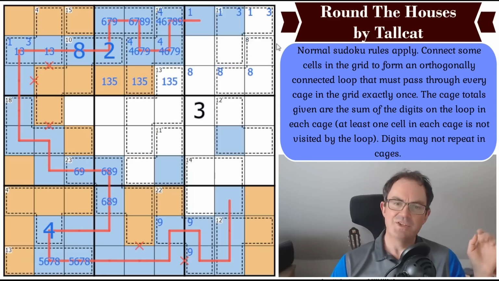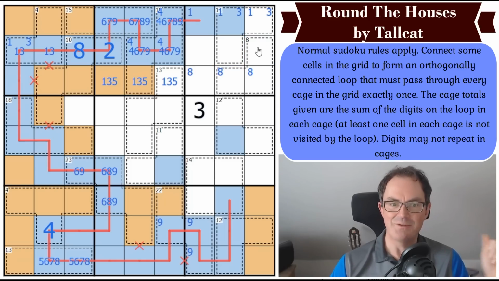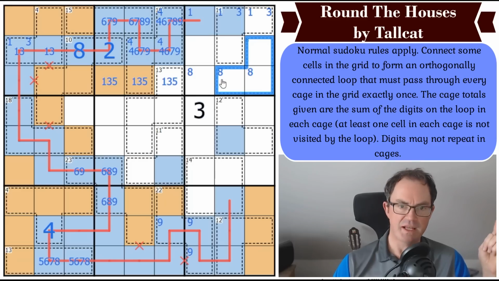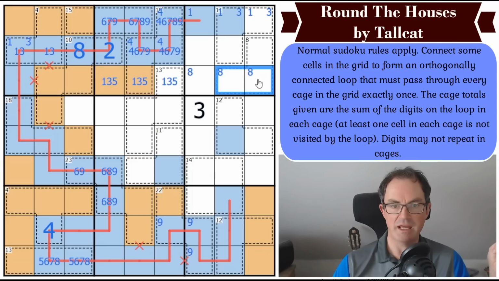Okay, so normally when you see a 3-cell 8 cage in a killer Sudoku, you think, it's either 125 or 134, but here we know one of the cells is blank at least. So, if 2 of the cells are not on the loop, there is an 8 in the cage. That looks like where we're headed. But if there are 2 loop cells in that 8 cage, then it can't be 1, 7 or 3, 5, so it has to be 2, 6.